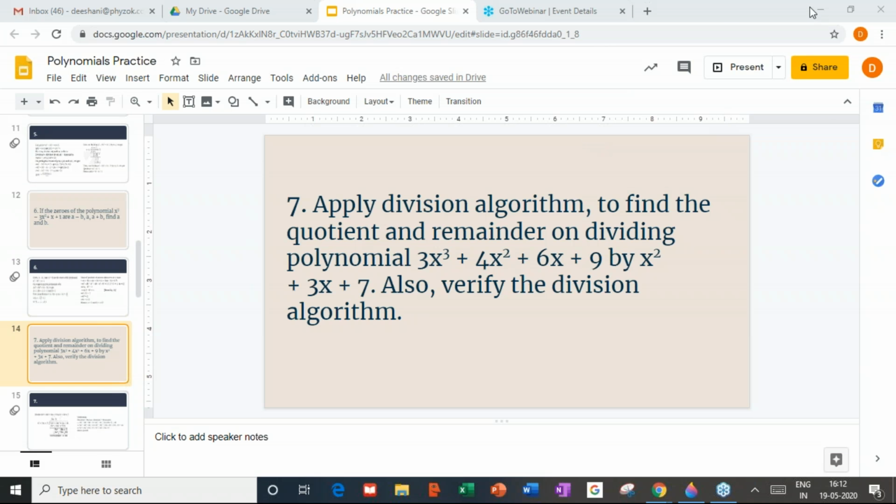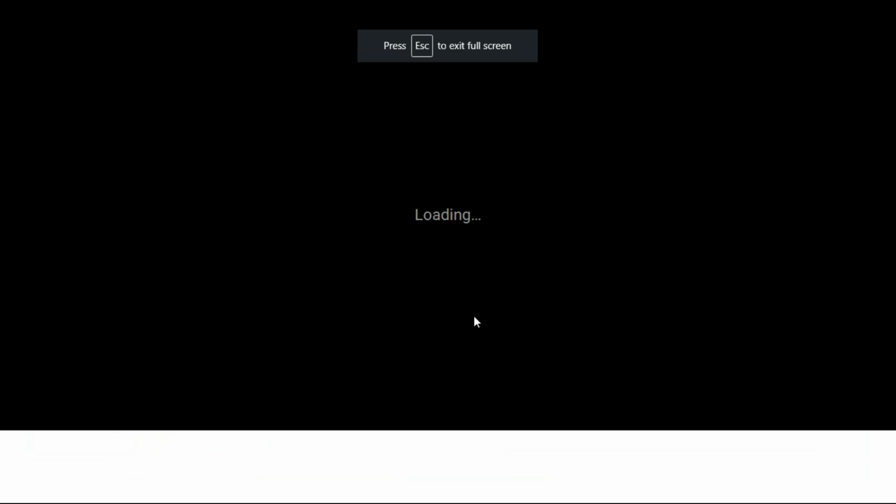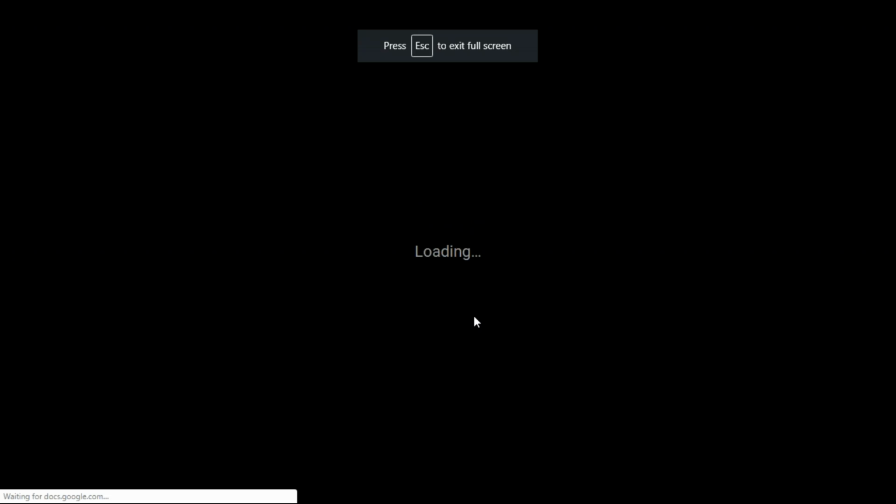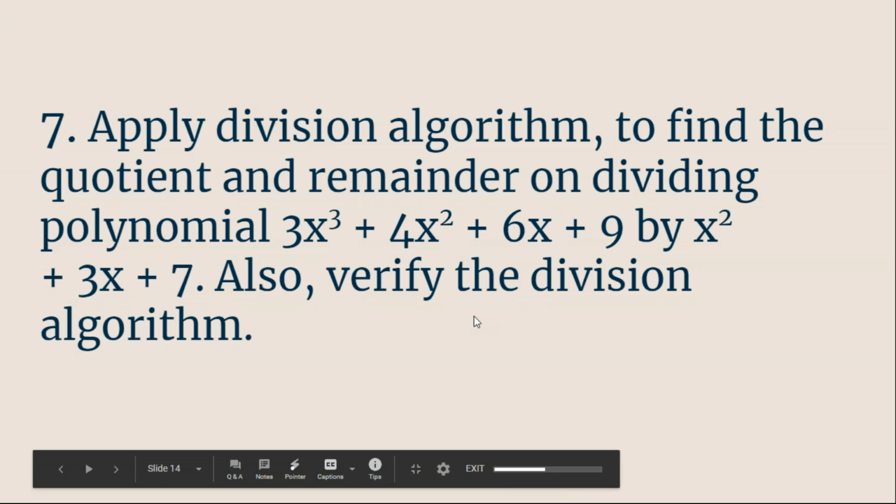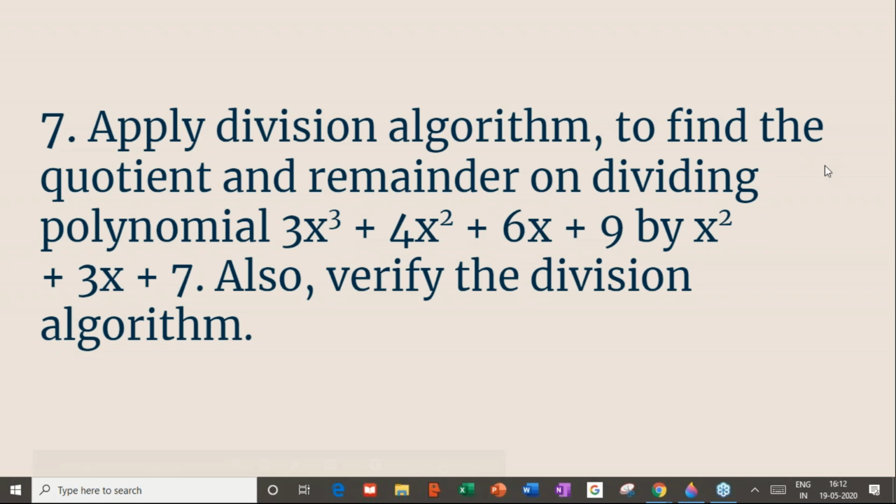Next question, which is apply division algorithm to find the quotient and remainder on dividing the polynomial 3x cubed plus 4x squared plus 6x plus 9 by x squared plus 3x plus 7. Also verify the division algorithm.